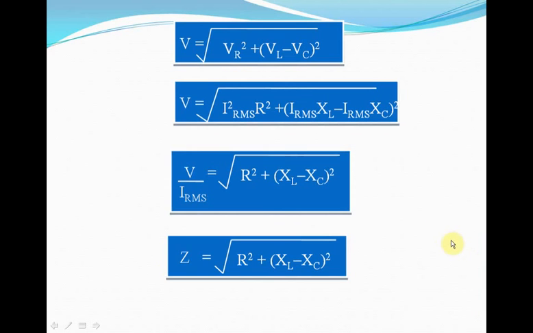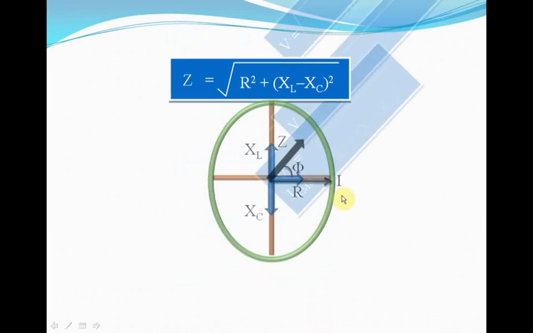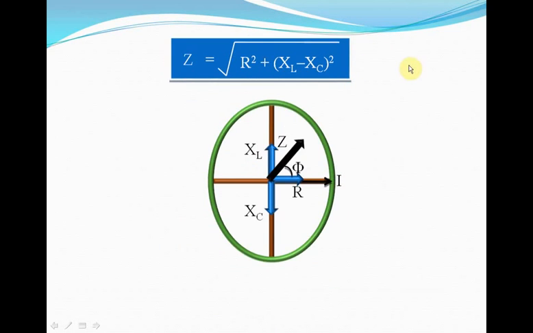One fascinating thing about Z, however, is that you can actually represent Z as a phasor. You see, as I had said earlier, XL can be represented as a phasor that leads the current by 90 degrees. XC can be represented as a phasor that lags behind the current by 90 degrees. Similarly, R, the resistance itself, can be represented as a phasor that's exactly in phase with the current and parallel to the x-axis. So R is parallel to the x-axis. XL points upwards and XC points downwards.